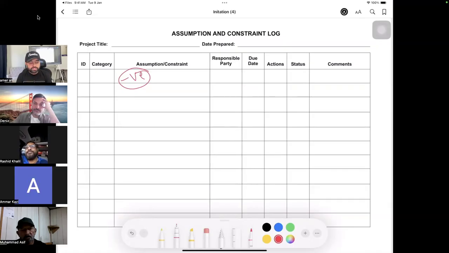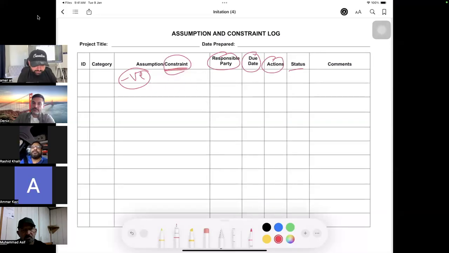So we put the assumption in the assumption log. We define who will be handling it. Dennis will handle it, Muhammad Asif will handle it. Who will be handling that assumption? Then when to review it? What are the actions to handle it? Status and of course the comment. That's an assumption. Then the second part is constraint.